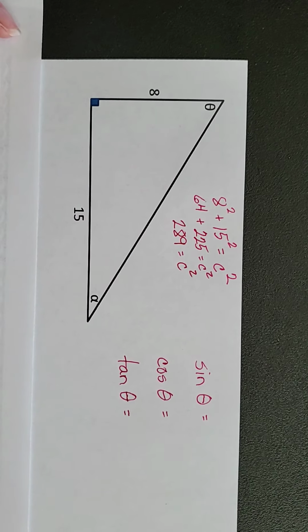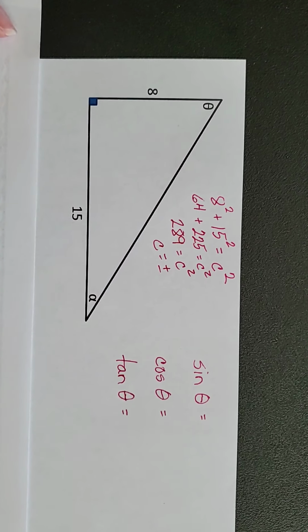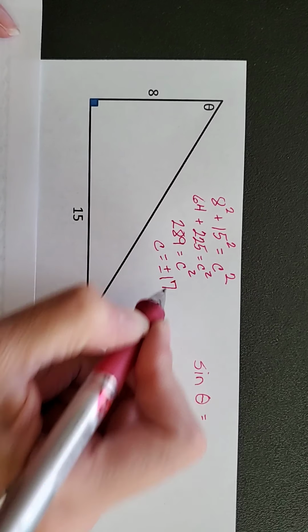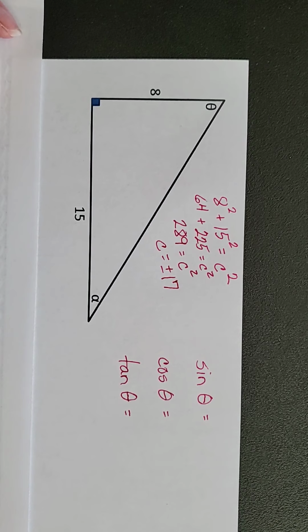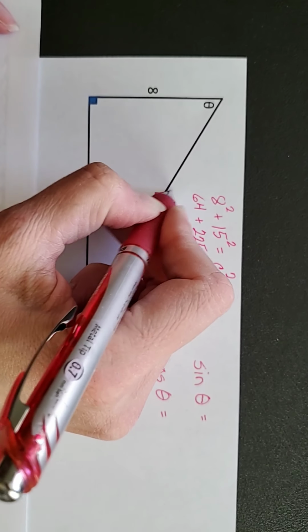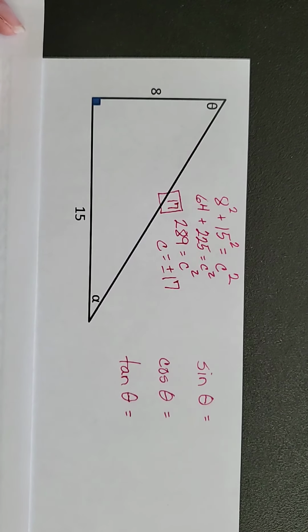You can take the square root, and c is equal. When you take the square root, you do need to take plus or minus. 289 is a perfect square. It is plus or minus 17. But of course, when we're dealing with triangles, we do not have negative side lengths, so we are just going to use the positive 17. So in some of the examples in the homework, you'll have to just find that missing side so that you can do the trig ratios.